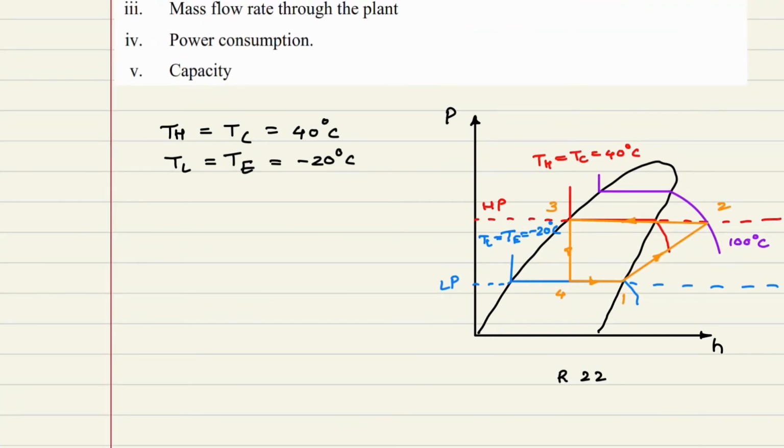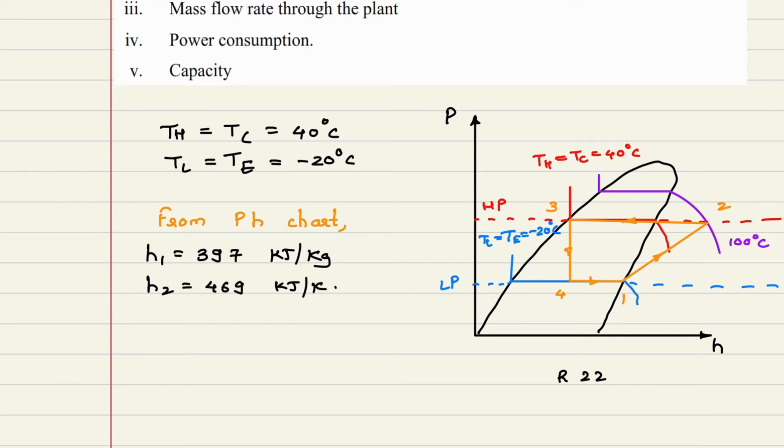So we have got all the values of enthalpy. I'll write down from the p-h chart. H1 is equal to 397 kilojoule per kg. H2 is equal to 469 kilojoule per kg, and H3 equal to H4 is equal to 250 kilojoule per kg.